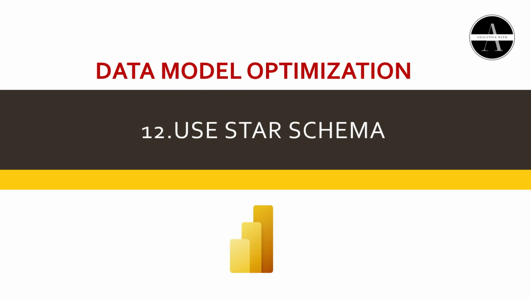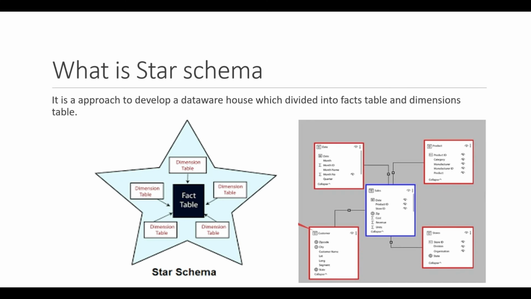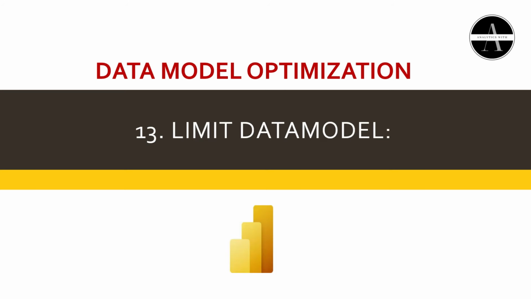Point number 12 is use star schema. The first and most important rule for optimizing your data model is to use a star schema. The star schema ensures that your queries are more efficient, improving both speed and performance. So break your data into fact tables for transactions or events and dimension tables for descriptive attributes like date, product or customer.